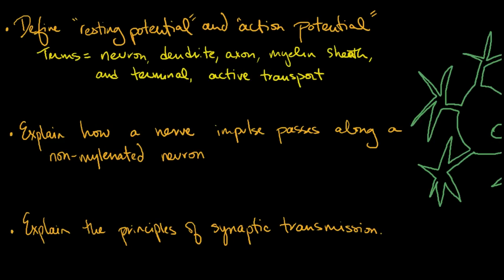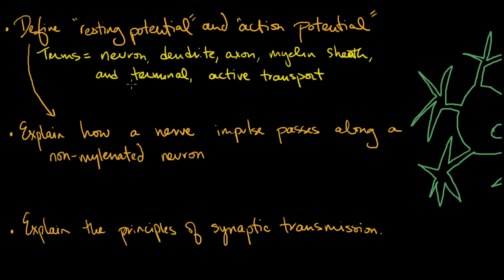And then to build on that, what we would be doing is using this understanding to explain how a nerve impulse passes along a non-myelinated neuron. And we'll talk about what these things are in case you didn't get that from the notes. And the last thing is to explain the principles of synaptic transmission.